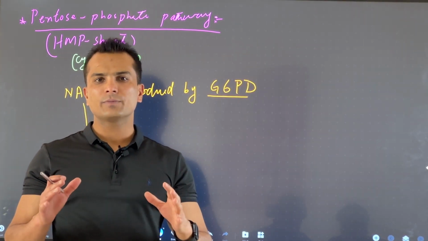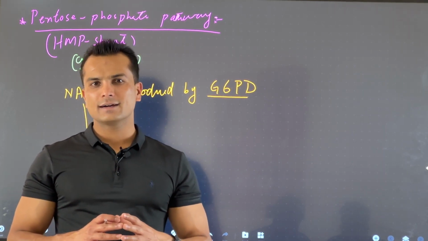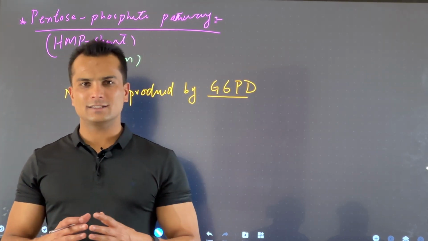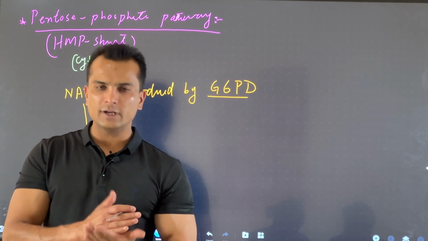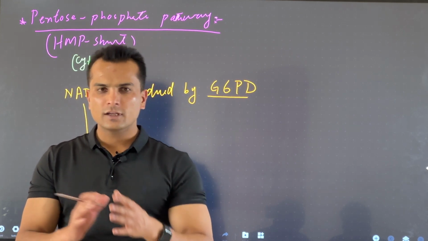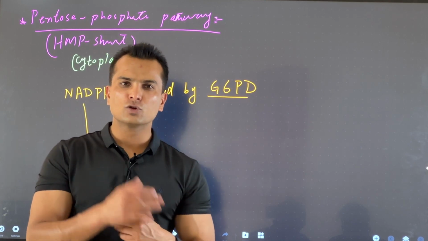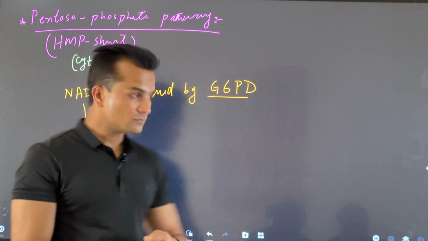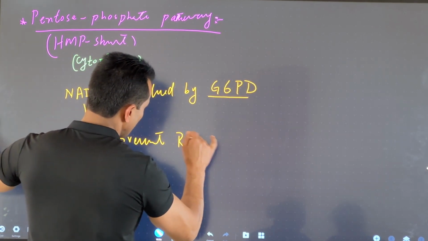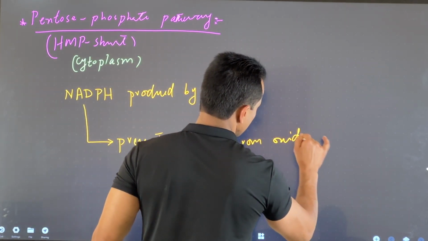And the action of this NADPH is that it will keep your glutathione in the reduced form. Remember that glutathione is a potent antioxidant in your body which prevents your red blood cells from oxidation, and NADPH keeps your glutathione in reduced form. In other words, it prevents RBCs from oxidation.